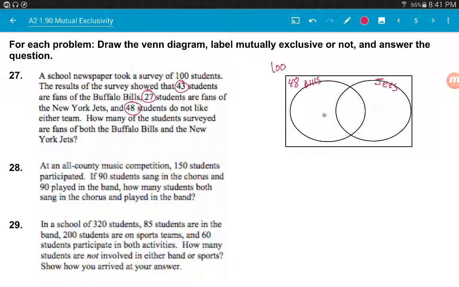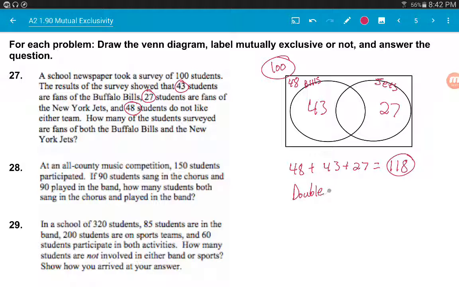If I put the numbers in the way that they're written, there are 43 students that like the Bills, and there are 27 students that like the Jets. 48 plus 43 plus 27 equals 118. Well, that's too many. I'm supposed to have 100. So I double counted 18 people.